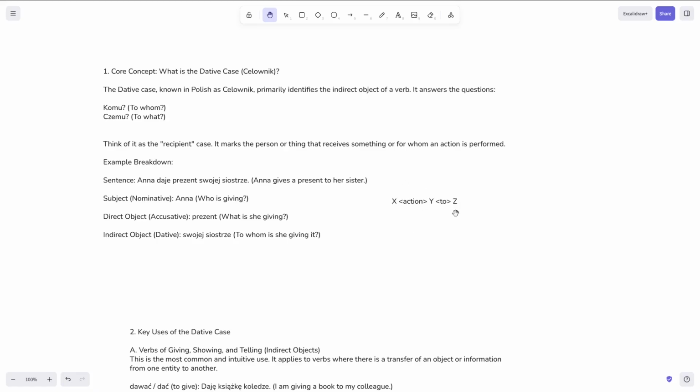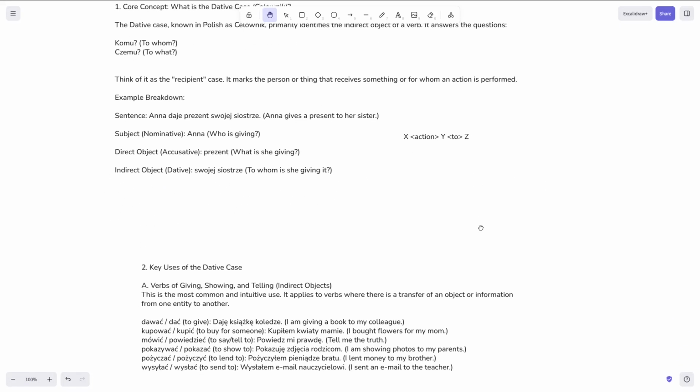So we don't have to worry about the word order at all. We don't have to worry about specific words, but based on just the word endings, they tell us which is the nominative, which is the accusative, and which is the dative, okay?